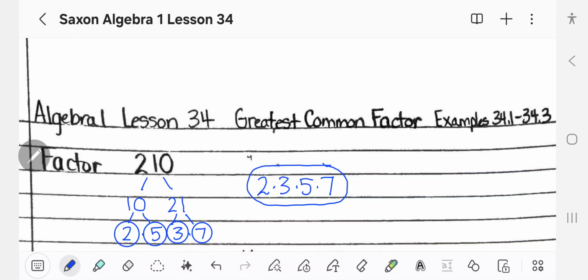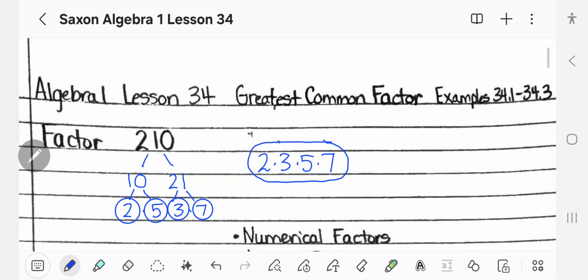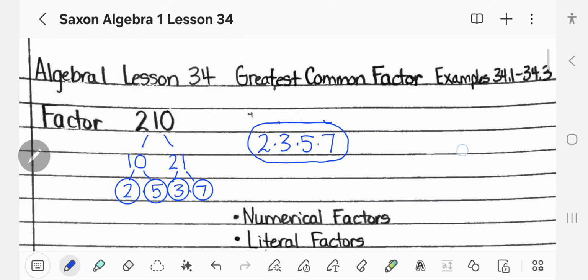Now, this lesson is going to talk about those being numerical factors, just numbers that are factors of this product, 210. We're also going to start talking about literal factors, and those are just factors when you have a variable, the variable part of the factor. Now, this number, 210, does not have any variables, but we could change it. Let's change it up a little bit, and let's say that it had x, y squared, z cubed on it.